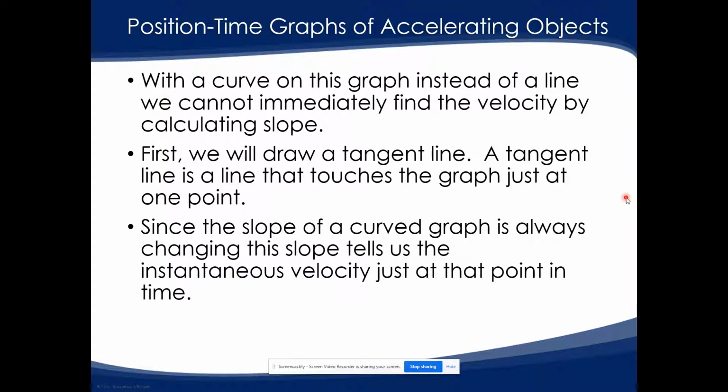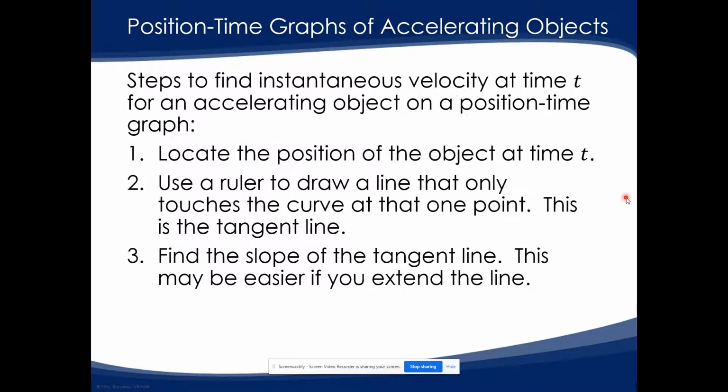With a curve, instead of a line, we can't actually immediately find the velocity just by calculating the slope. So first we have to draw a tangent line, and that is a line that touches the graph at just one point. Tangents only like to touch with one finger. Since the slope of a curved graph is always changing, the slope of the tangent line tells us the instantaneous velocity at just that point in time.